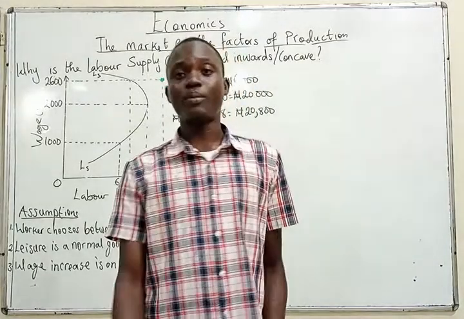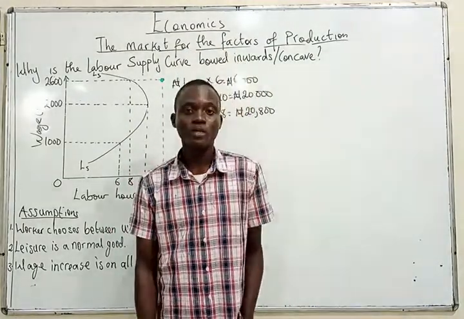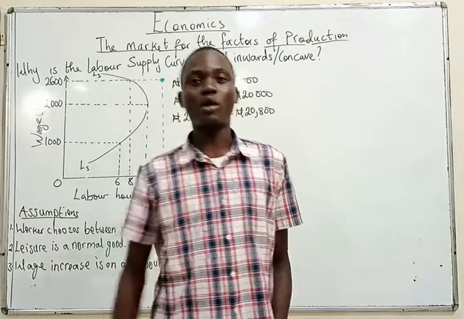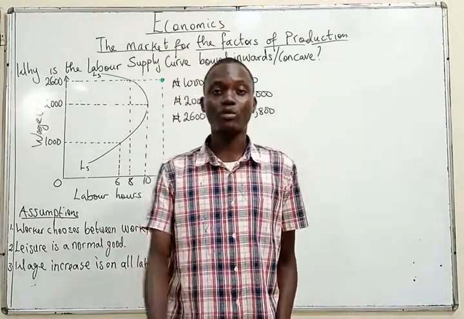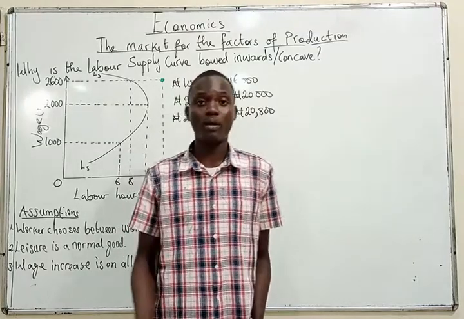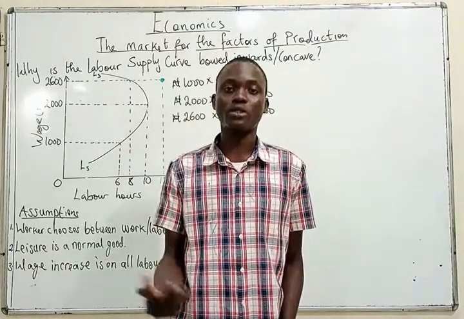You got an offer to work at a particular firm for 500 naira per hour. You can decide the number of hours that you would like to work. It might just be 1 hour, 2 hours, 3 hours. That depends on you and of course several other factors.